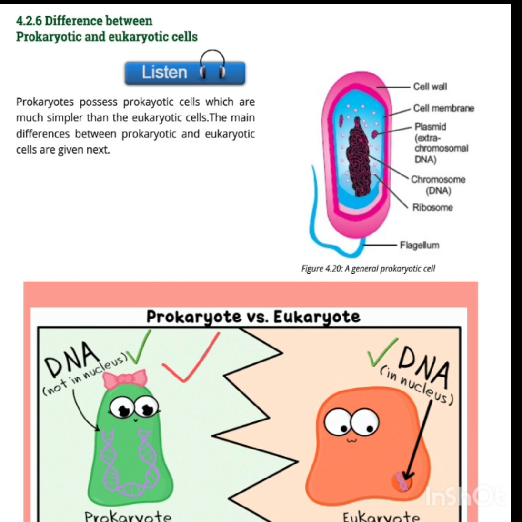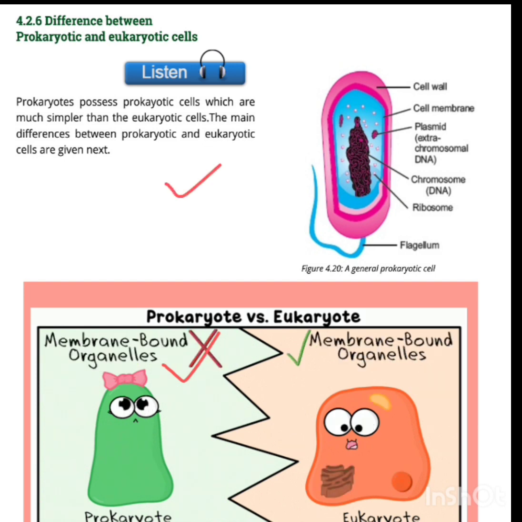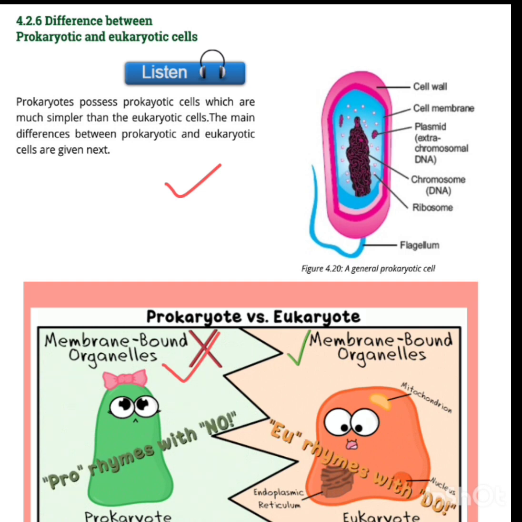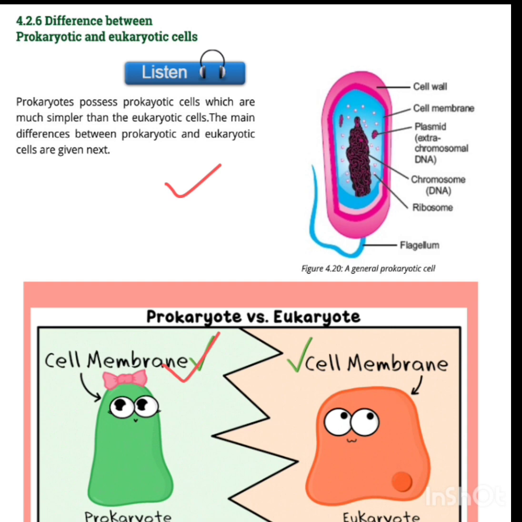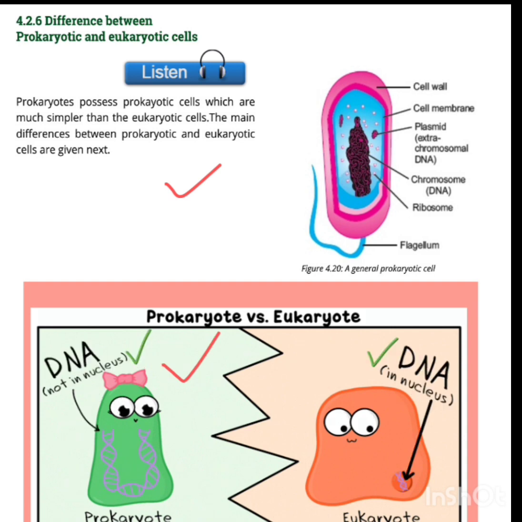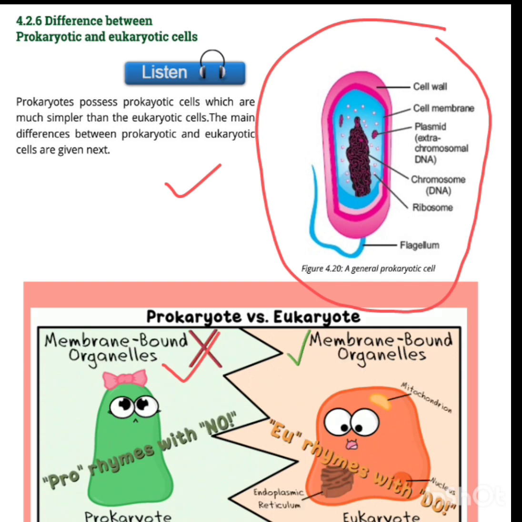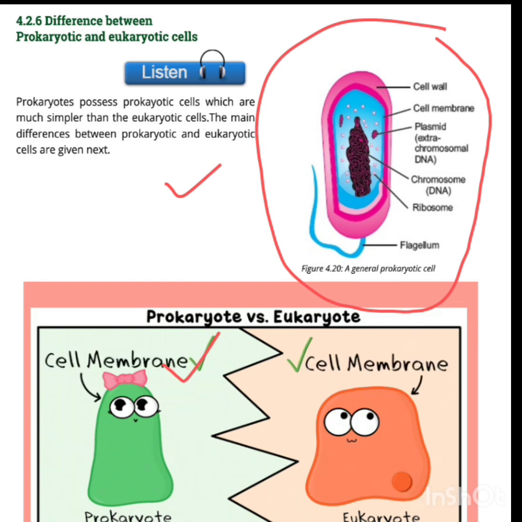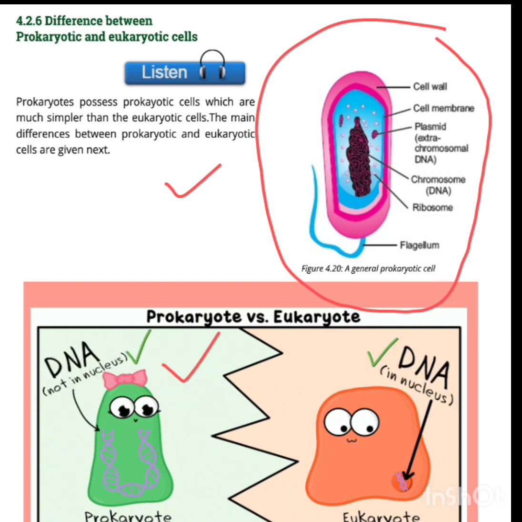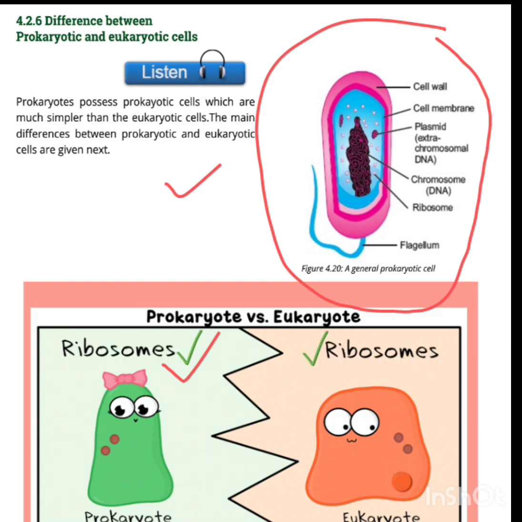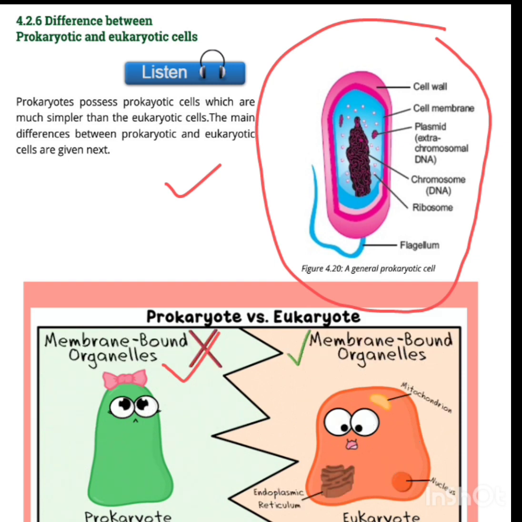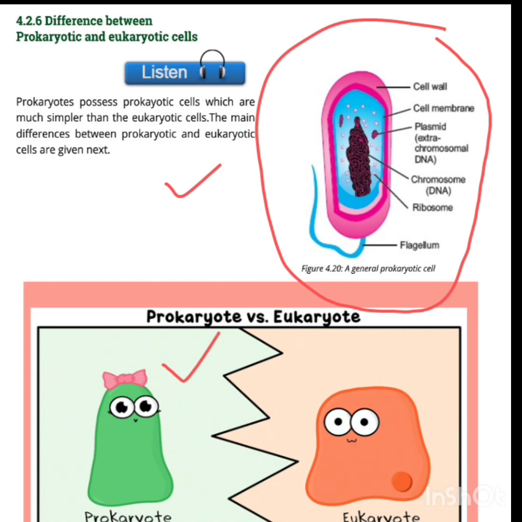Prokaryotes possess prokaryotic cells which are much simpler than eukaryotic cells. So let's discuss the difference between the prokaryotic and eukaryotic cell. So this one is the simpler diagram of prokaryotic cell. According to this, it has cell wall, cell membrane, a nucleus. No, not a nucleus. We will say it nucleoid. Yes. And what is nucleoid? Basically, nucleoid is a nucleus without membrane.